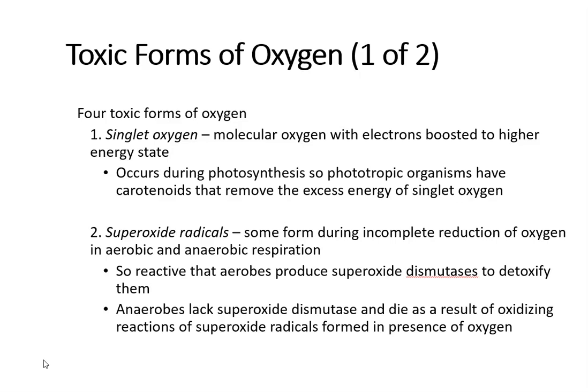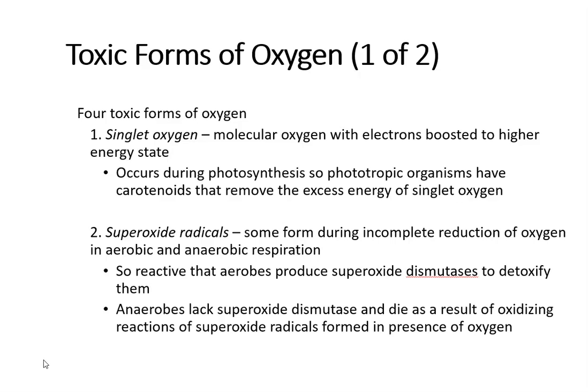Singlet oxygen. Most oxygen is found as O2. This would be an oxygen radical, and this occurs during photosynthesis. So your phototrophic organisms have these carotenoids. You ever heard of this? This is the protein, a coloring agent that gives their color to carrots, stuff like that. That particular compound removes the excess energy of the singlet oxygen. So not really a biggie.